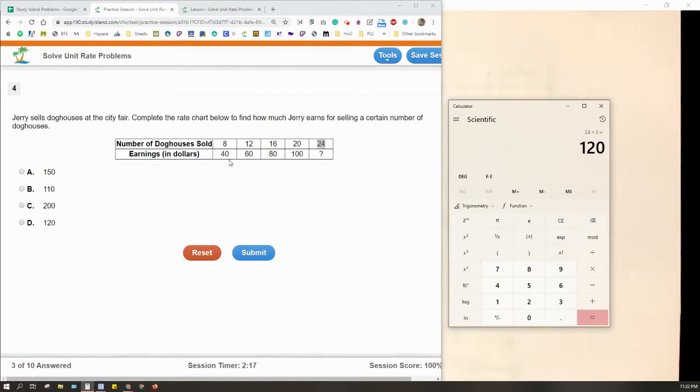Now you also may notice that these increments were going up at the same amount. 40 plus 20 is 60, plus 20 is 80, plus 20 is 100, plus another 20 is 120. And that works because they were also going up by the same number of dog houses each time. Plus 4 dog houses, plus 4 dog houses, plus 4 dog houses, plus 4 dog houses. So if there is a constant unit rate, the table will grow in even increments like that.